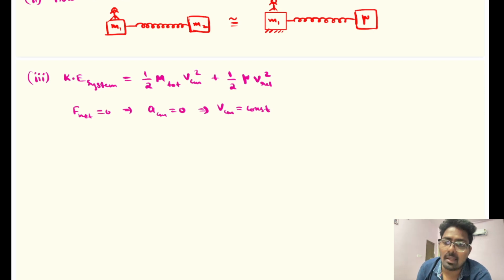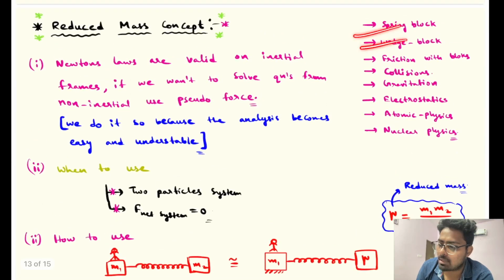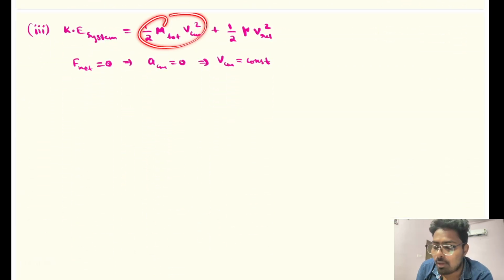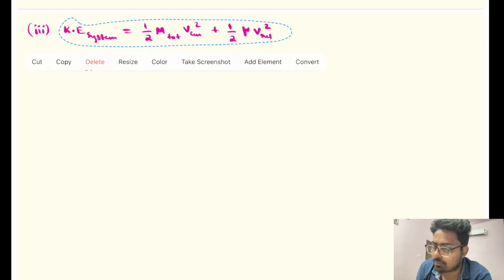But now we are in a special case, where the net force acting on the system is zero, to use the reduced mass concept. Net force is zero, acceleration of center of mass will be zero, and that means velocity of center of mass will be constant. So considering this formula, whatever might happen, if we ensure that net force is zero, this value is not going to change. This value will never change. Very, very important. You need to understand that.